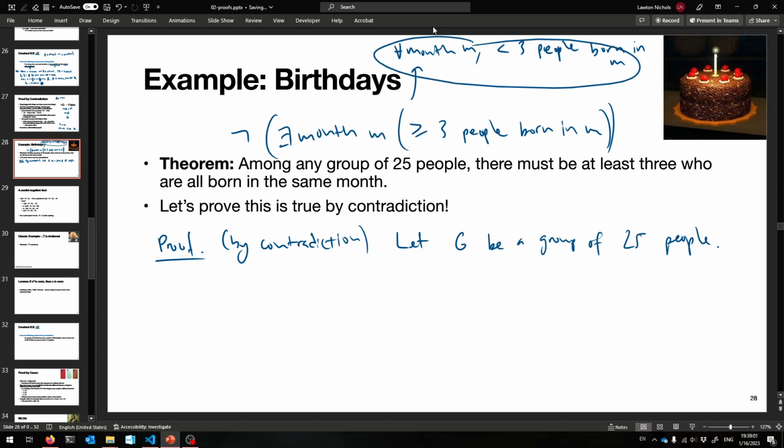Assume this is all true about every month, because that was the negated thing. We're assuming that the theorem was false. Assume that for every month, strictly less than 3 people were born in that month. So assume, because that was the negated theorem. We're assuming that the original theorem is wrong, and we're deriving a contradiction. So assume less than 3 people in G were born in each month.